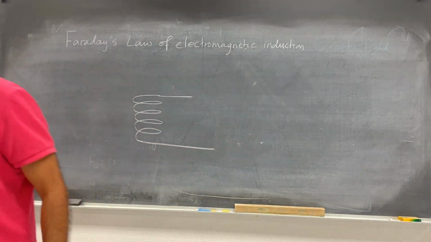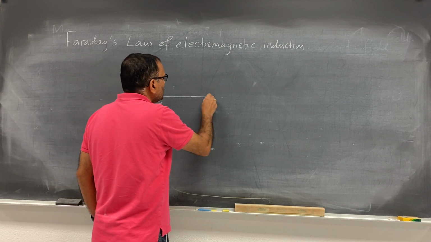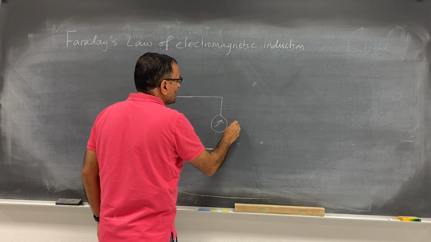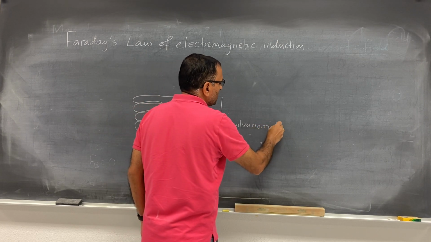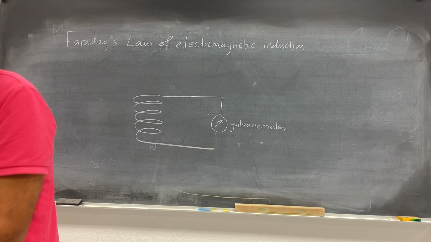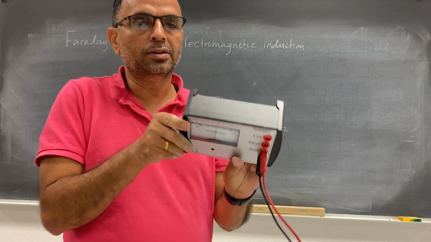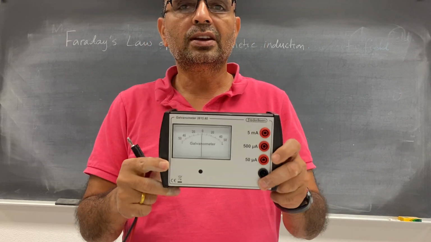And this coil is connected to the galvanometer. This is your galvanometer. This is the wire, and this is the galvanometer.